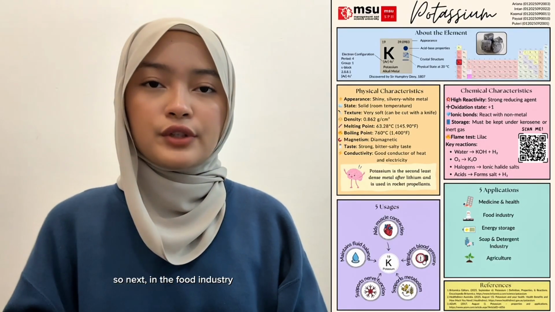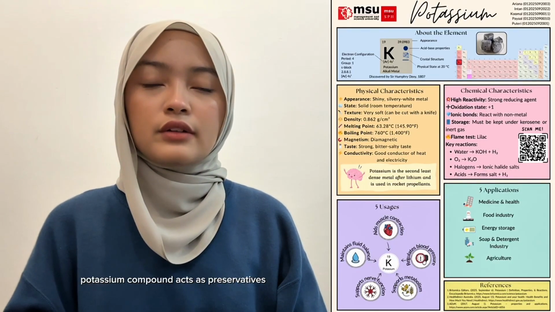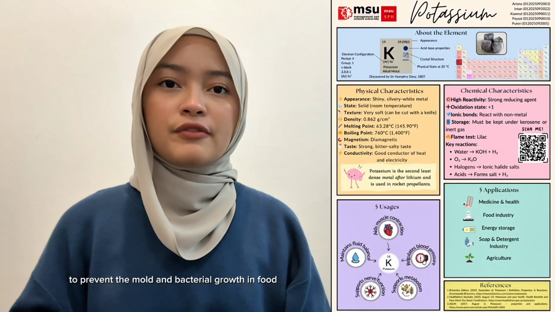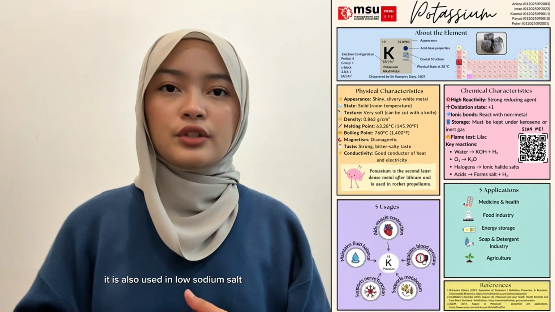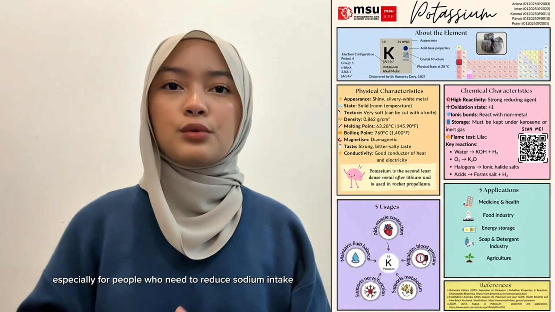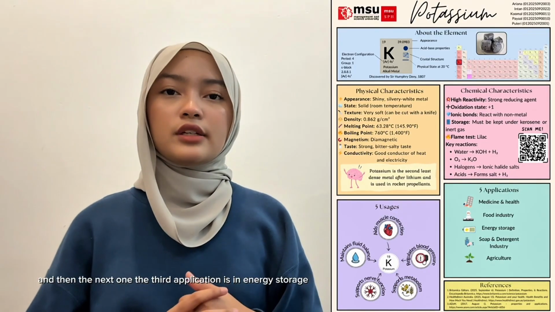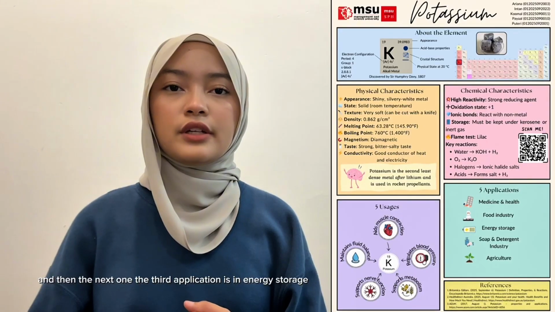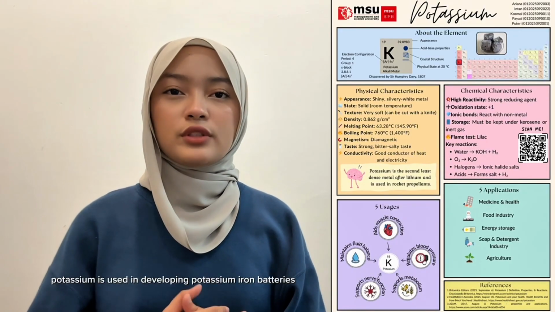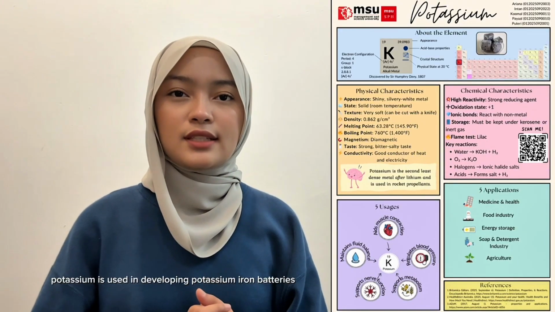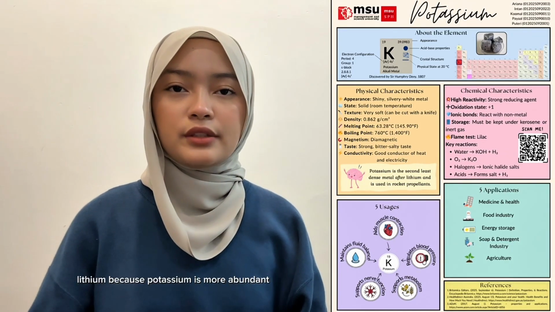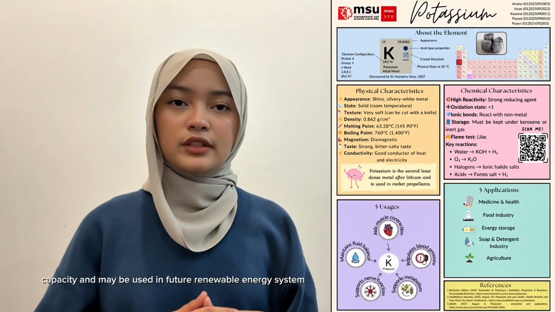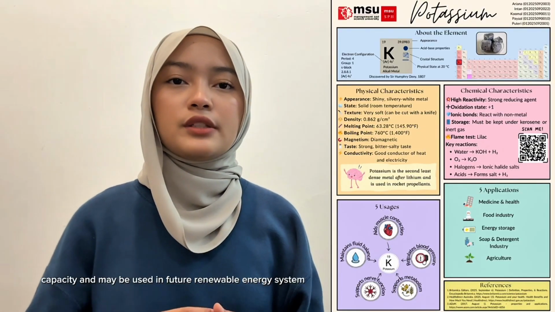Next, in the food industry, potassium compounds act as preservatives to prevent mold and bacterial growth in food. It is also used in low sodium salt, especially for people who need to reduce sodium intake. The third application is in energy storage. Potassium is used in developing potassium ion batteries. These batteries are cheaper than lithium because potassium is more abundant. It has a good energy storage capacity and may be used in future renewable energy systems.